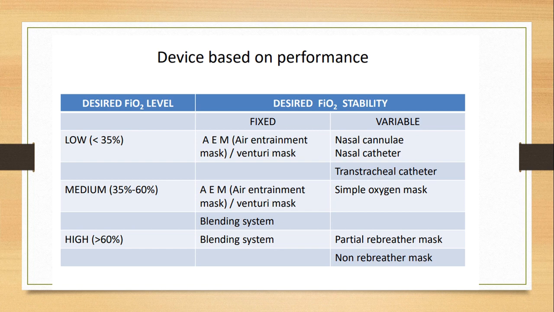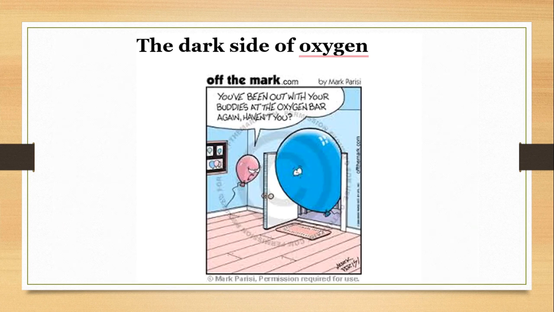So classifying them, if we require a low delivery method, and a variable delivery mode is required, then it can be a nasal cannula, a nasal catheter, or a transtracheal catheter. If a fixed FiO2 needs to be given, then it can be a Venturi mask. Again, for medium requirements from about 35 to 60%, a simple oxygen mask or an air entrainment device with a Venturi mask or a blending system can be used in patients with fixed requirements. For high requirements of more than 60%, it is either a partial or a non-rebreather mask, and a blending system for a fixed requirement.